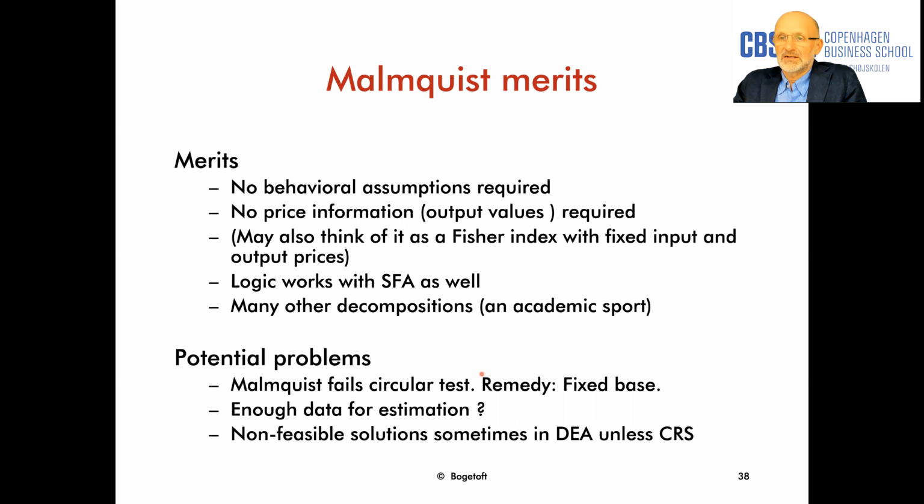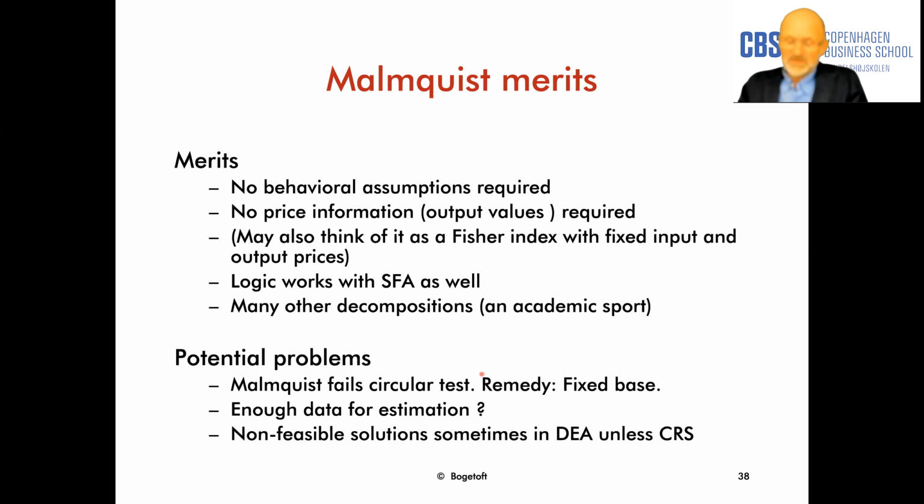The problems: it fails the circular test as we talked about. My experience is also that you need a fair amount of data for this to really get robust results. Otherwise, if you have only a few observations, you might get results where one year there's a frontier shift of 20%, and the next year there's a technological decline of 5%. And of course, that doesn't really make much sense if you look at a real industry. You don't all of a sudden have these huge changes up and down. So in my experience, it's a little bit unstable on small data sets.